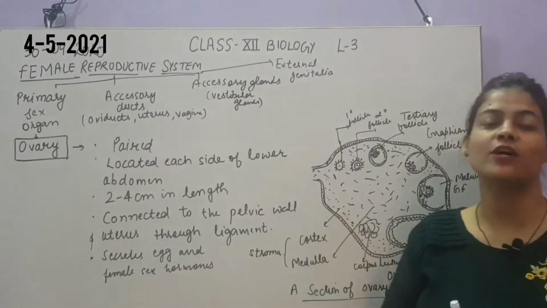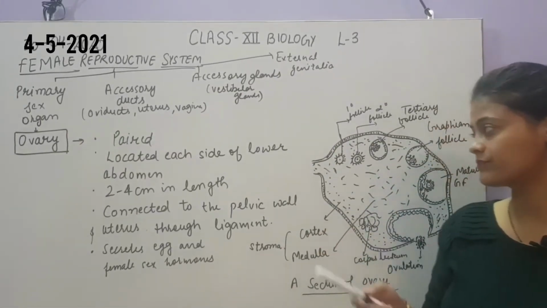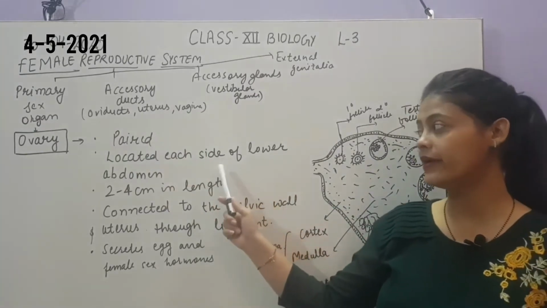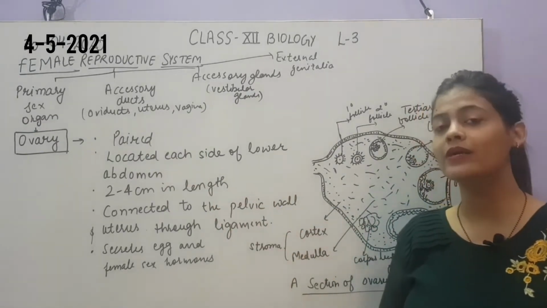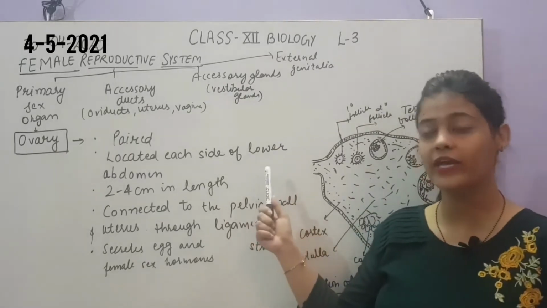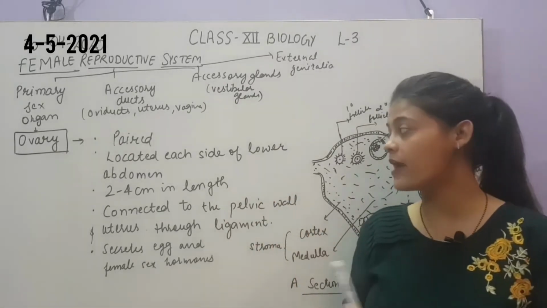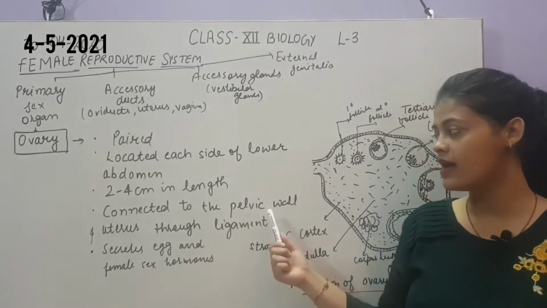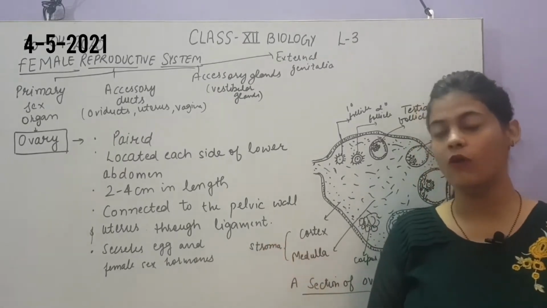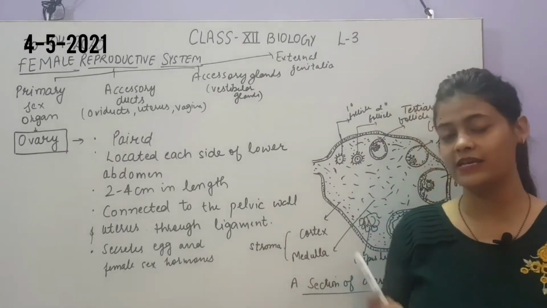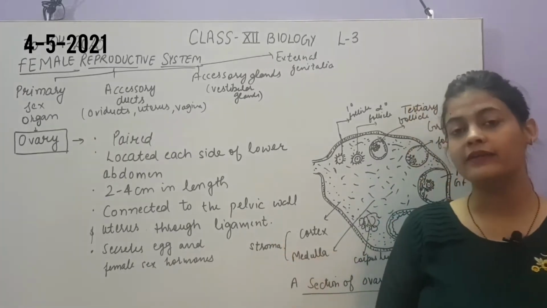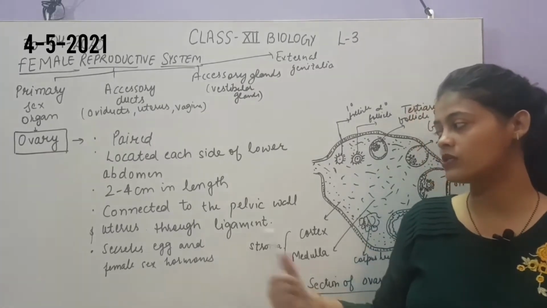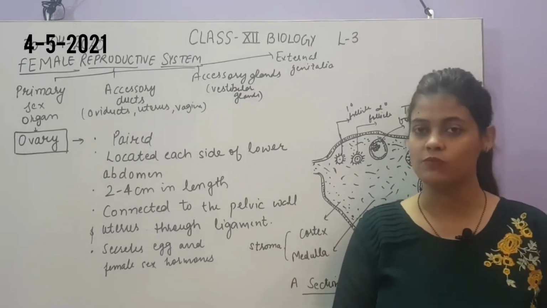So let us now see the ovary, the primary sex organ. These are paired, meaning two ovaries are present, located on each side of the lower abdomen. So what is the location of the ovary? They are located on each side of the lower abdomen, 2 to 4 centimeters in length, and they are connected to the pelvic wall and uterus through a ligament, as I have shown in the previous diagram. They are called the primary sex organ because they secrete egg and female sex hormones.